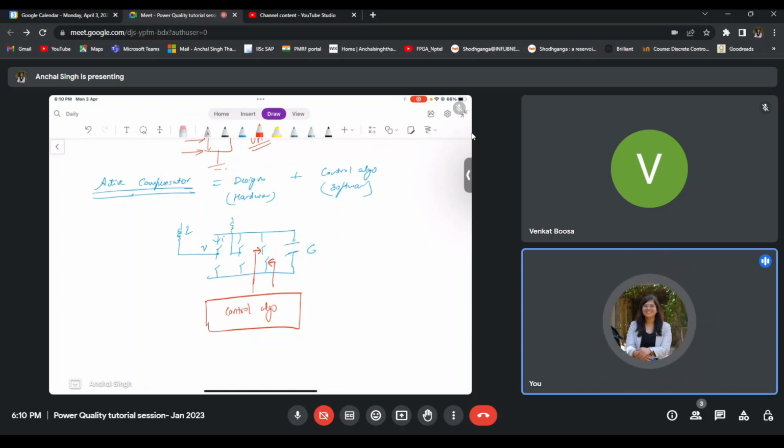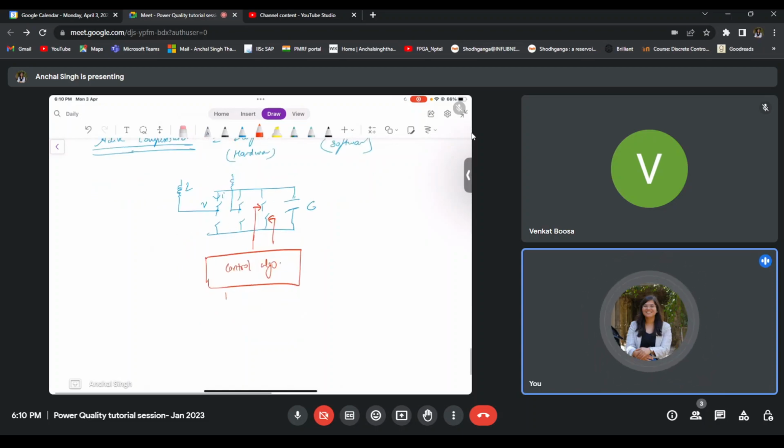Using this control algorithm block, I will sense certain inputs. I might sense the point of common coupling voltages or the load currents, ILA, ILB and ILC. Based on these input data, my control algorithm block will calculate the gating pulses for these switches, and then that will be given to our hardware setup.